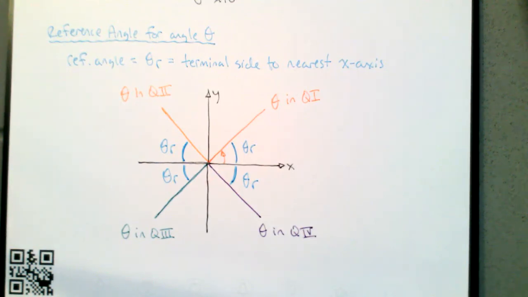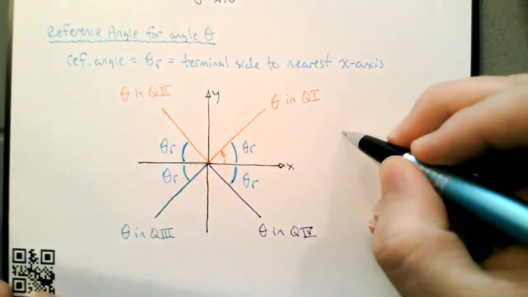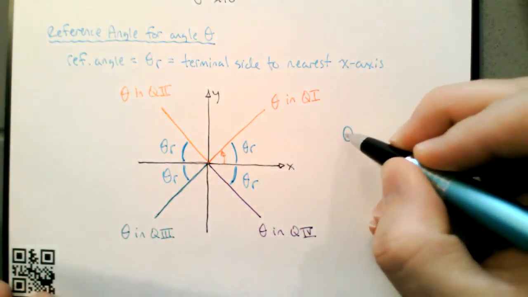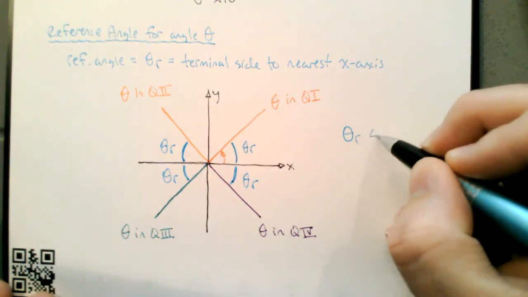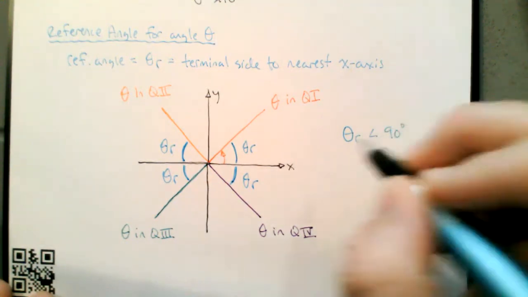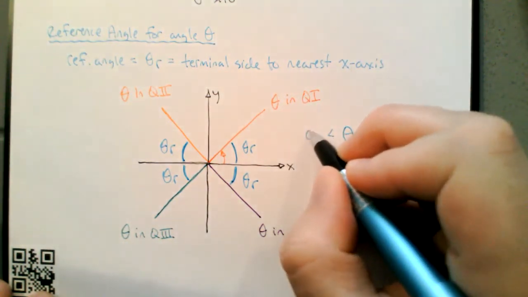We care about reference angles because what we want to notice is the reference angle will always be positive and acute. Reference angles are always between 0 and 90. Theta r is always between 0 and 90 degrees.